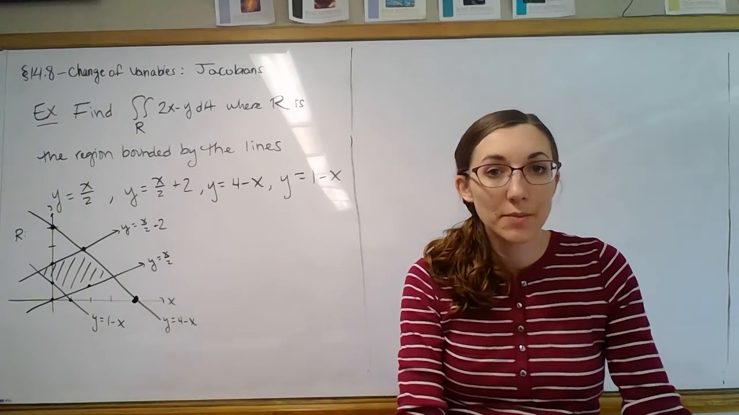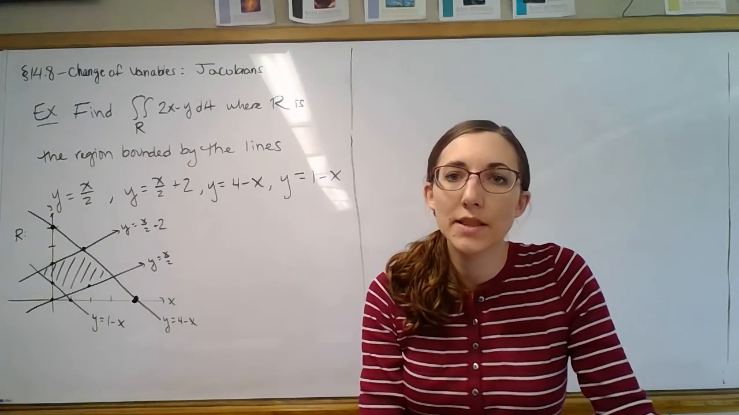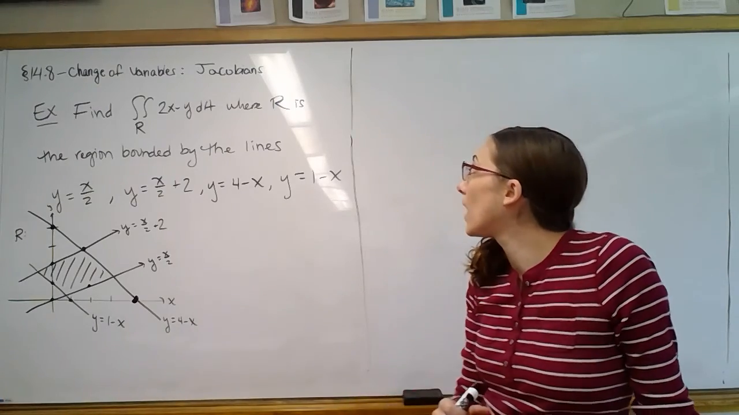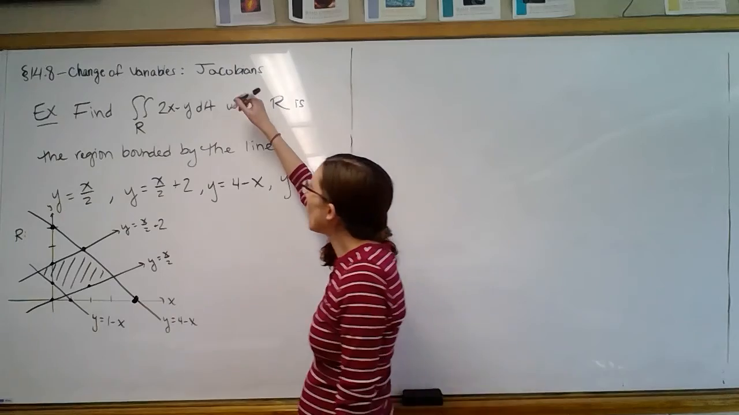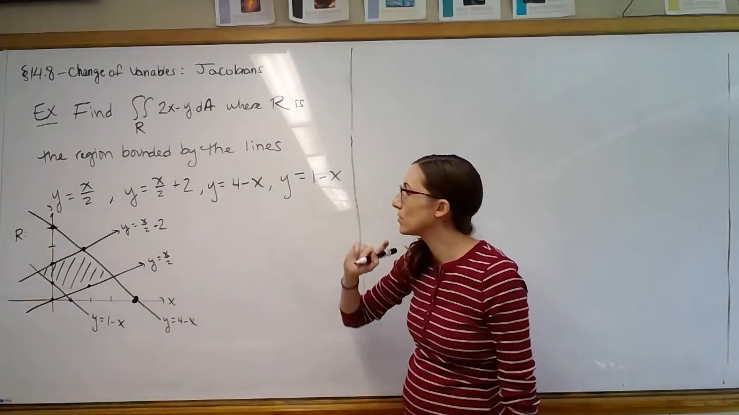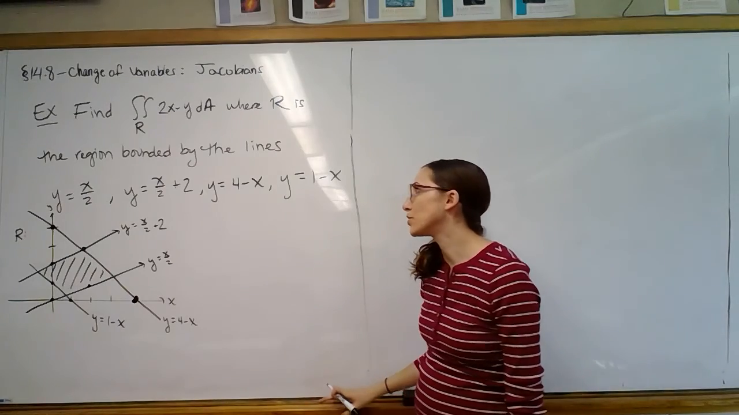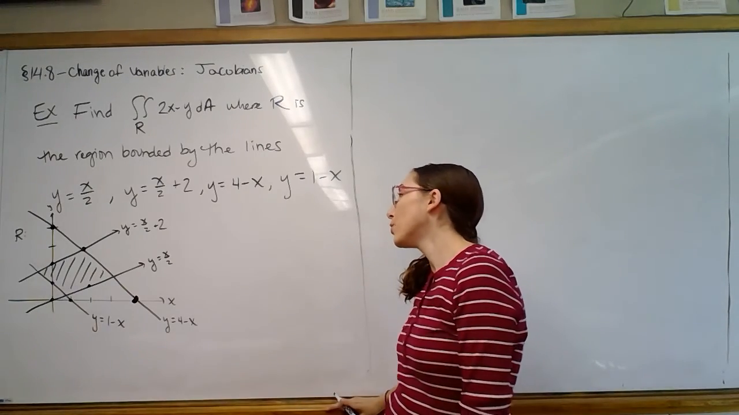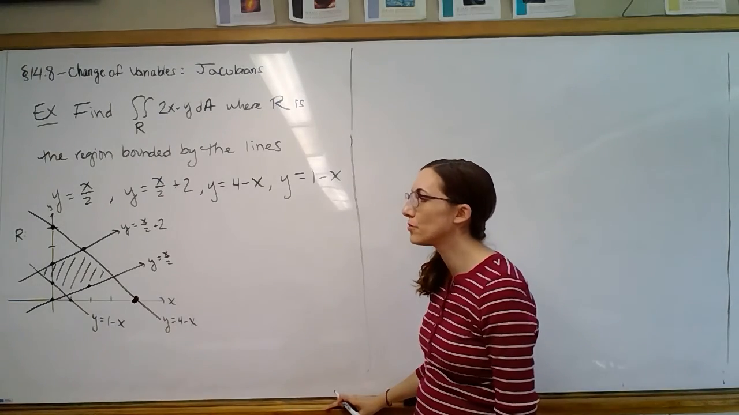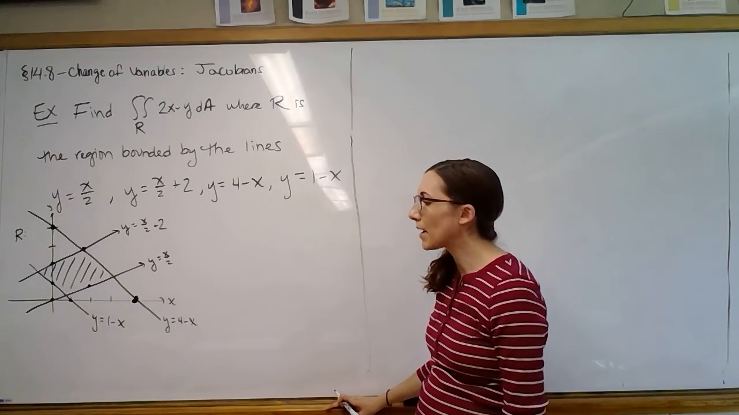All right, so we're going to try and put this into practice. So we're going to take a look at the integral over a region R of 2x minus y dA, where R is this region defined by four different lines. We've got y equals x over 2, y equals x over 2 plus 2, and then y equals 4 minus x, and y equals 1 minus x. So I went ahead and drew all the lines on there.